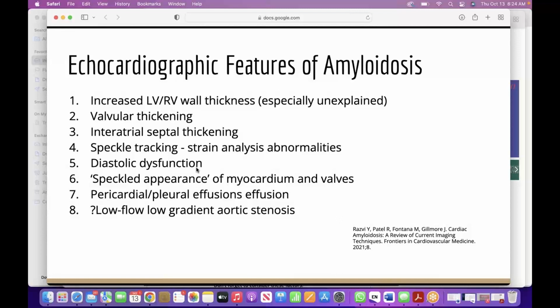And finally, the presence of low flow, low gradient aortic stenosis is becoming something that's increasingly recognized as an echo feature of amyloid.